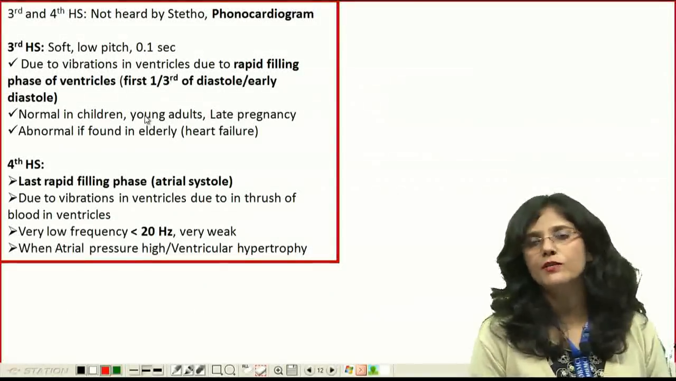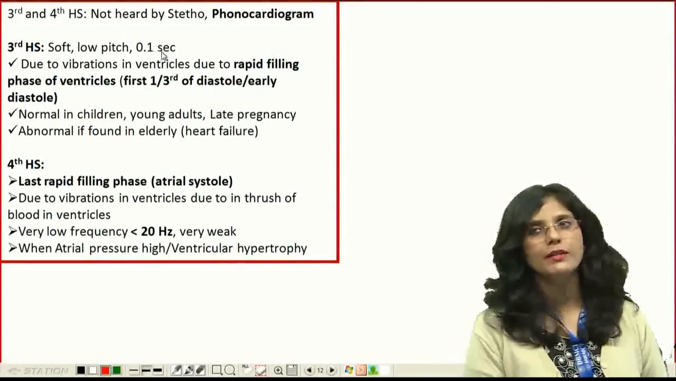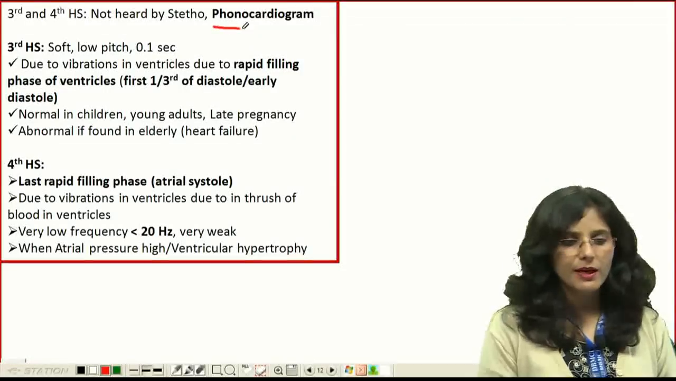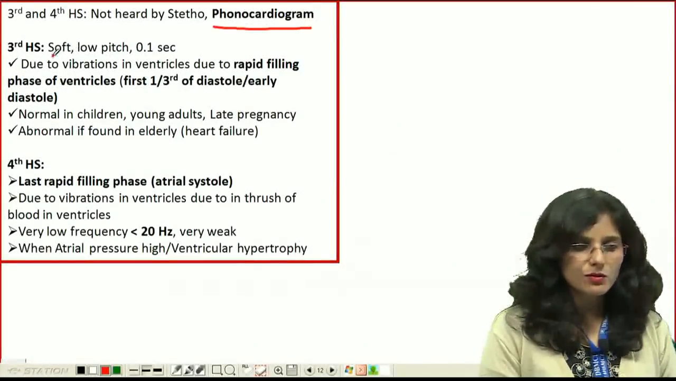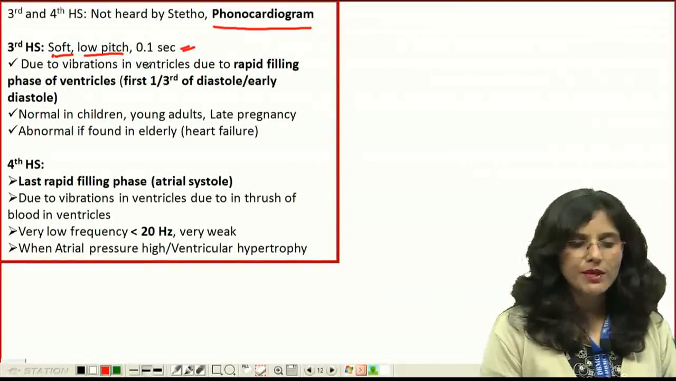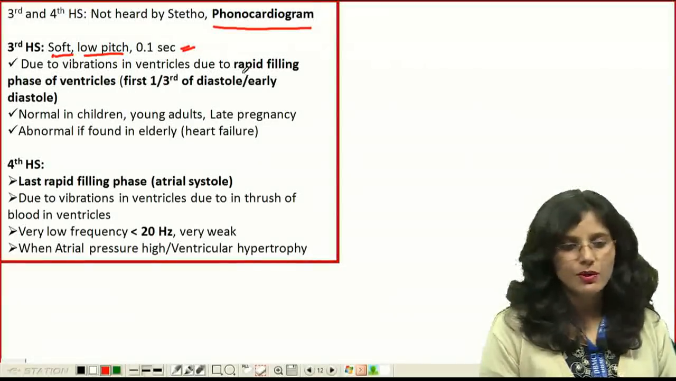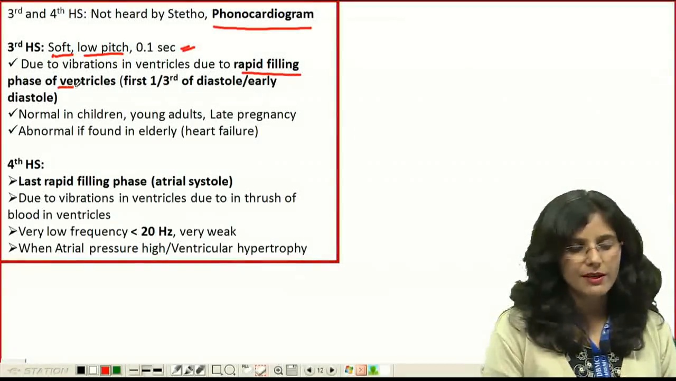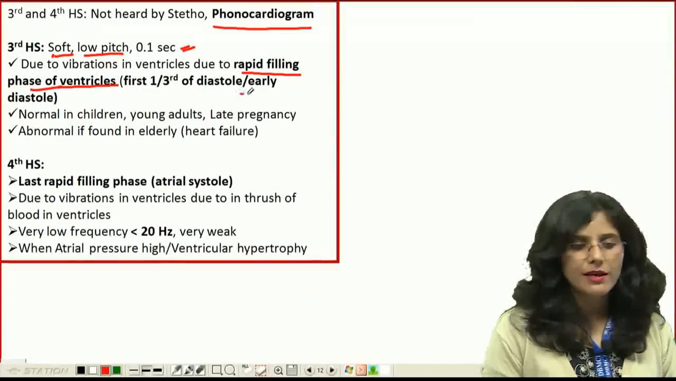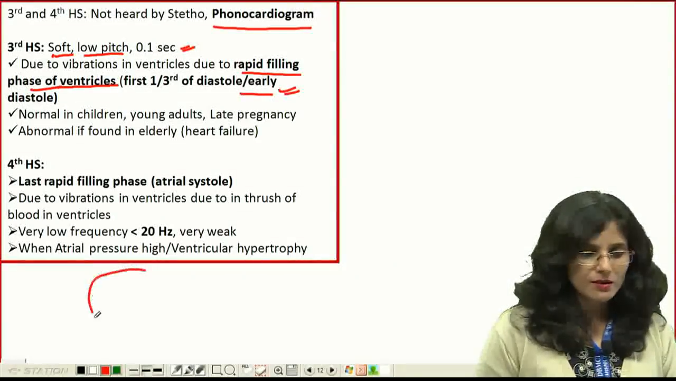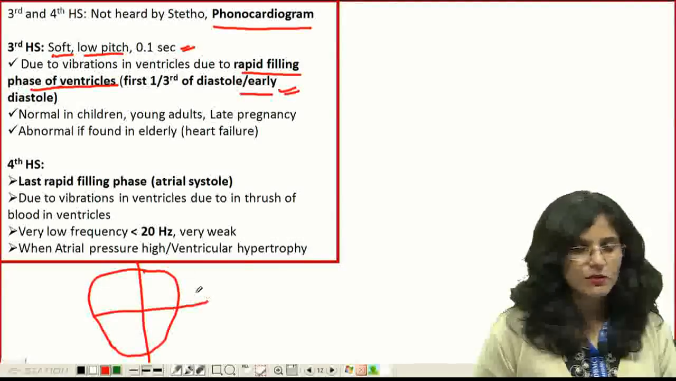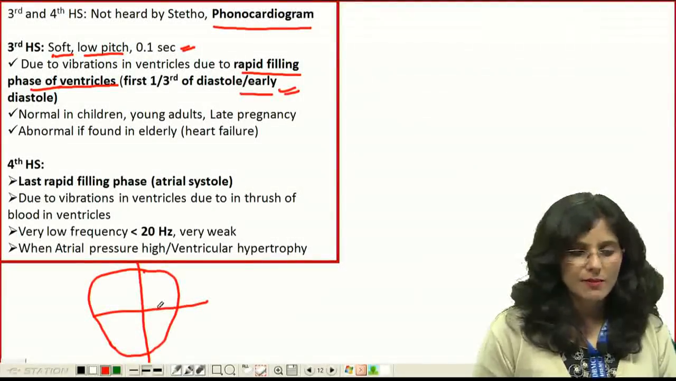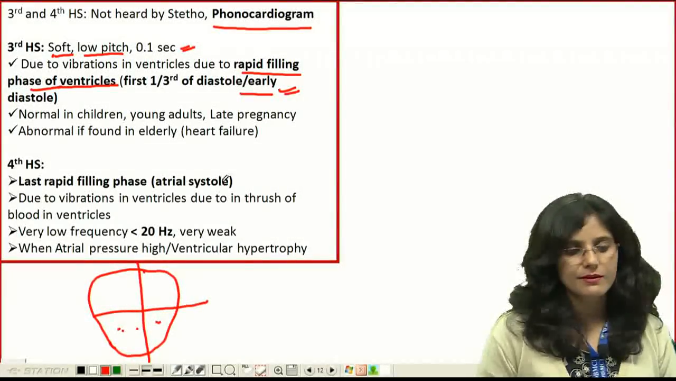About S3 and S4, they are not usually heard by the stethoscope, but they are heard by the phonocardiogram. The third heart sound is a soft, low pitch sound due to vibration in the ventricles, due to the rapid filling phase of the ventricle. It occurs in early diastole. Actually, it is an early diastolic sound, due to the rapid filling phase of the ventricles.